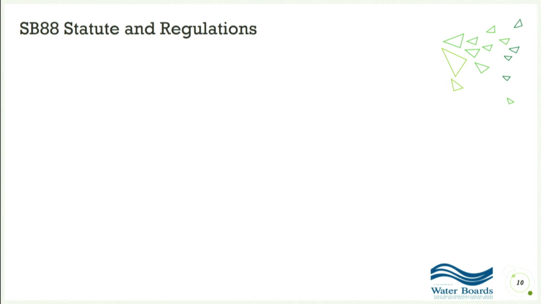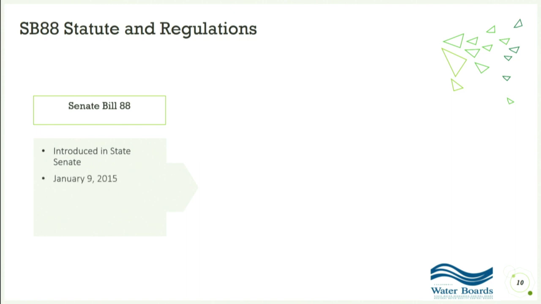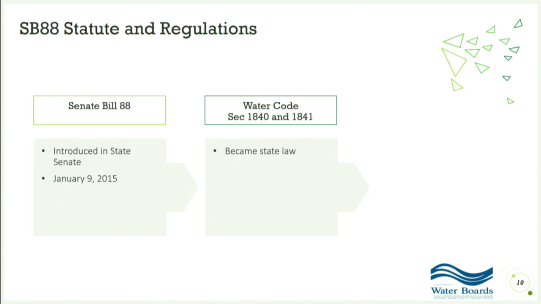So a little bit of history about how these SB 88 requirements came about. Senate Bill 88 was introduced in the state Senate in January 2015, which is about a year after the governor declared the drought emergency in January of 2014. The governor signed SB 88 into state law, and it became part of the Water Code in June 2015.